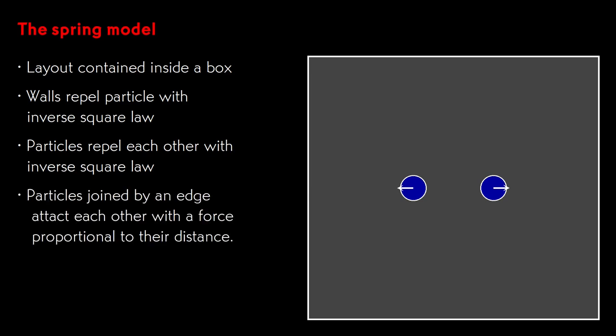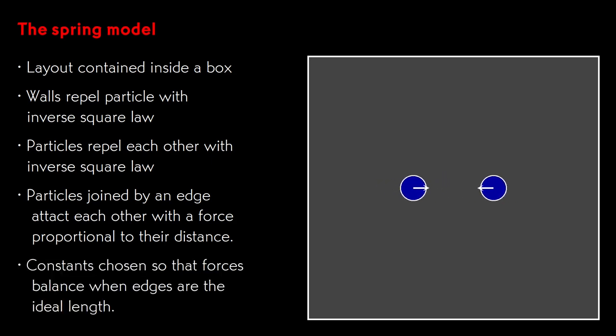Particles that are joined by an edge also attract each other, with a force proportional to their distance. This attraction is how an ideal spring behaves. We choose the constants so that the forces balance out when the nodes are separated by an ideal edge length. In fact, we choose them to make the repulsive and attractive forces each be one unit at that distance.